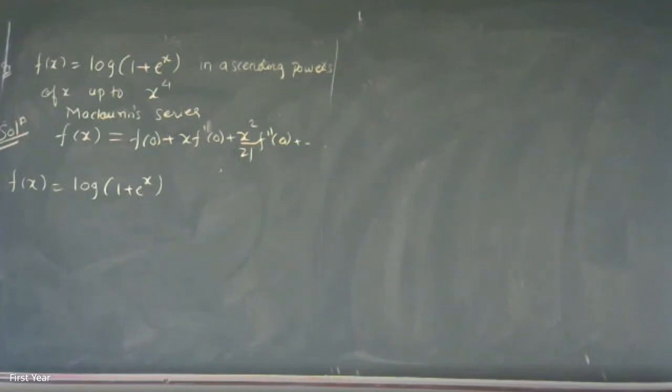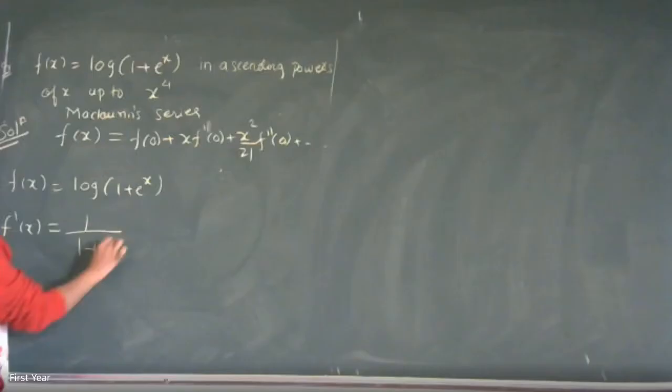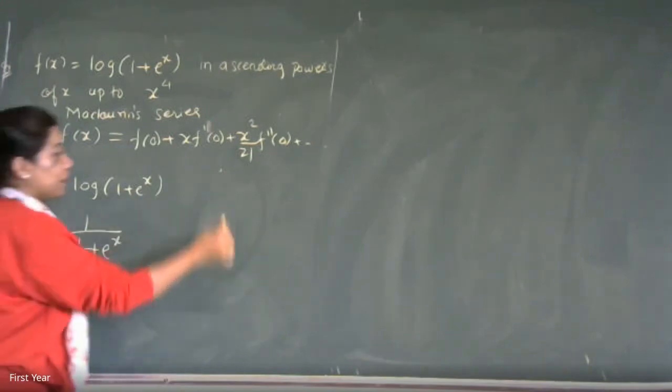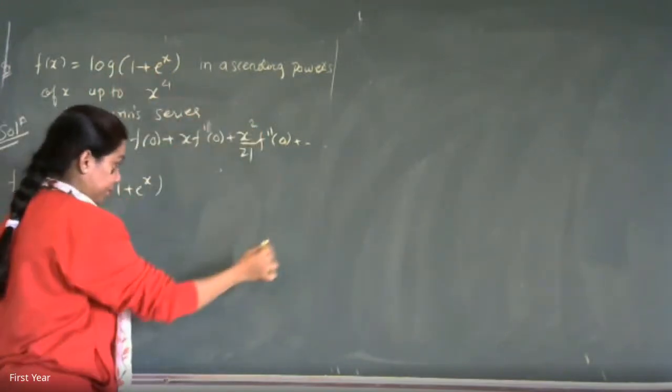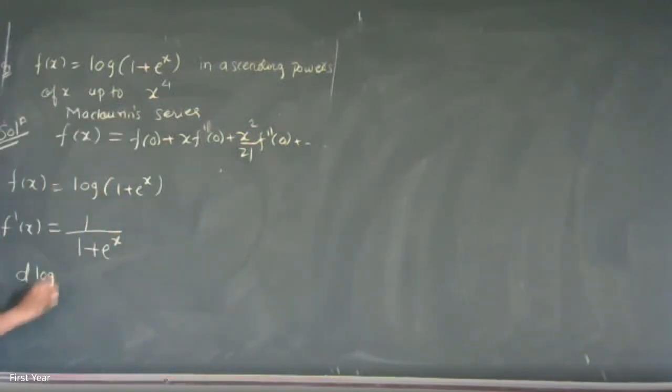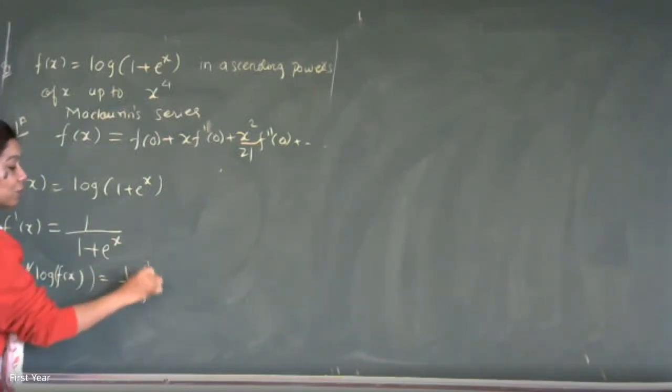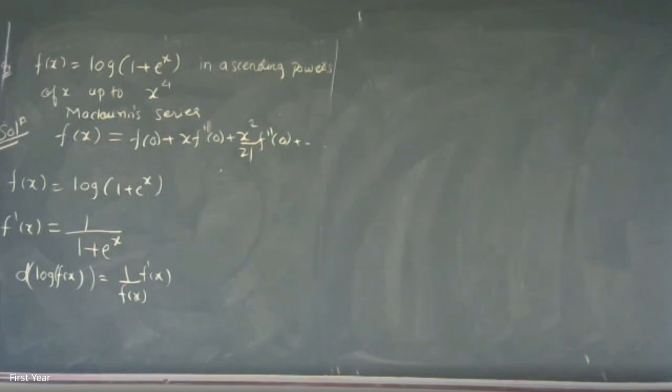f of x is equal to log of 1 plus e raised to x. What is f dash of x? Derivative of log of 1 plus e raised to x. Yes, Deep: 1 upon 1 plus e raised to x into e raised to x. See, derivative of log of function is 1 upon function into derivative of the function. Let me write it here. Derivative of log of f of x is nothing but 1 upon f of x into f dash of x.